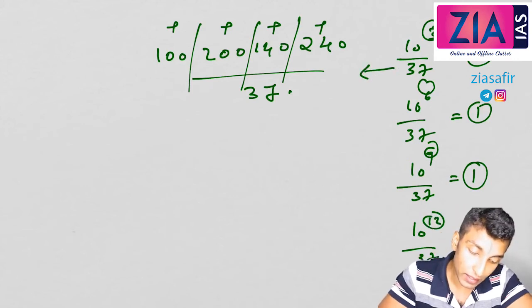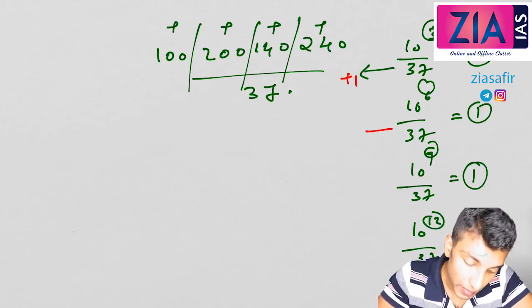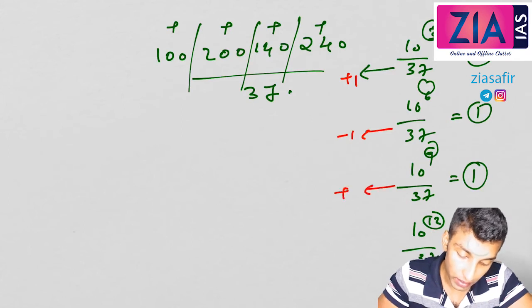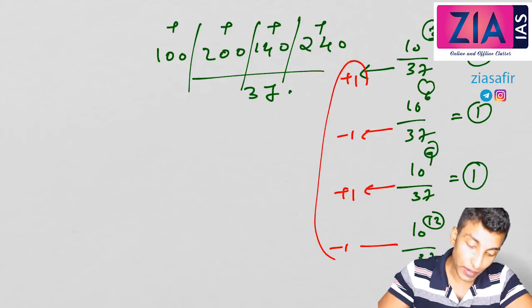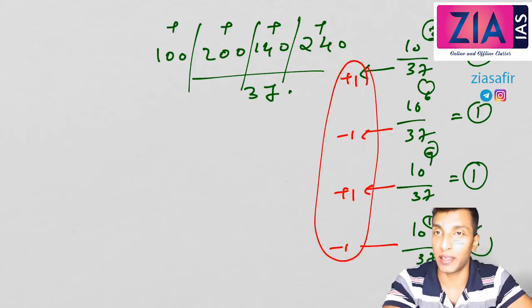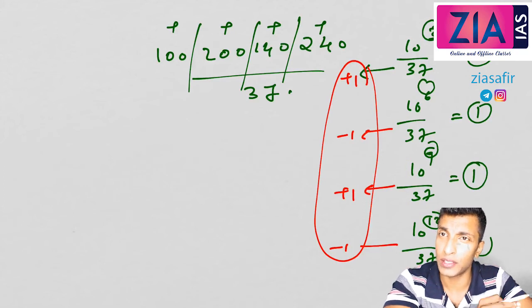In case of 7 and 13, here it will be plus 1 remainder, here it will be minus 1 remainder, here it will be plus 1 remainder, here it will be minus 1 remainder. So that's why we are putting plus, minus, plus, minus, plus, minus. If you didn't understand still, I can make a separate video for this. You can comment on that. I can make a separate video.